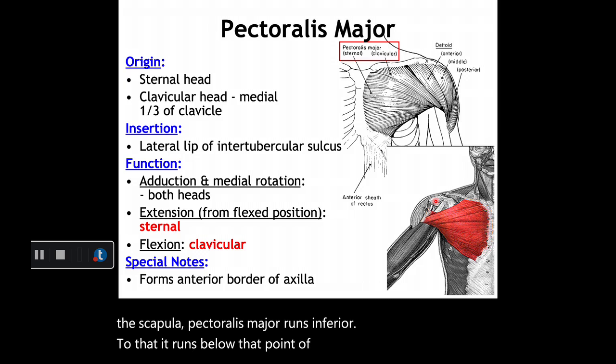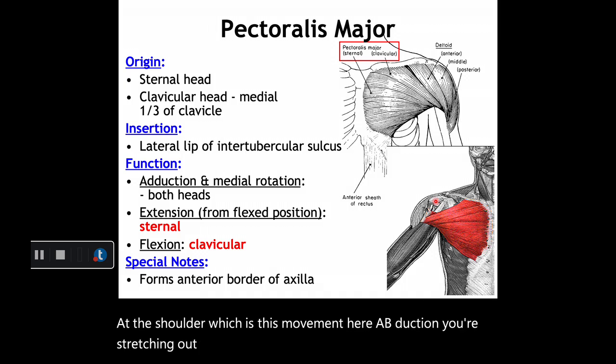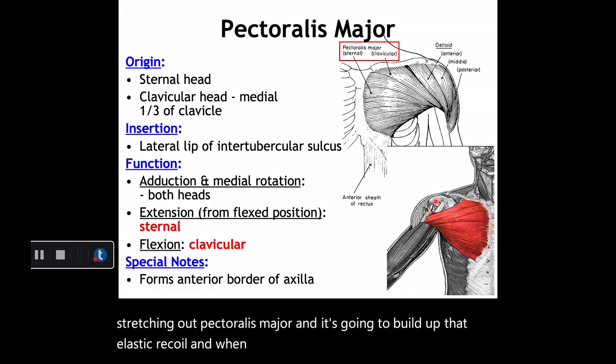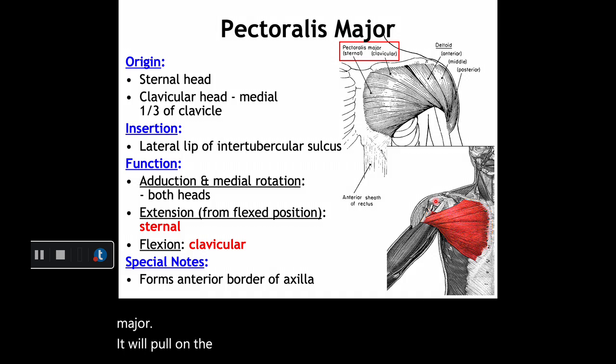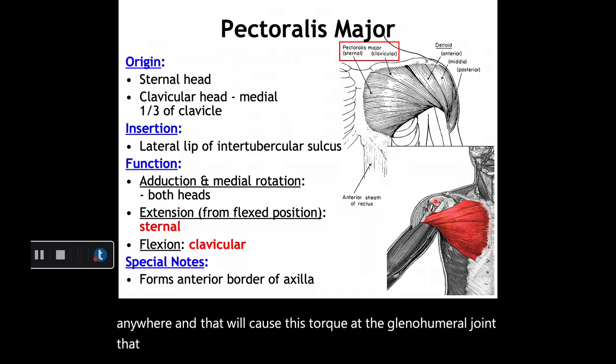Okay, so when you abduct at the shoulder, which is this movement here, abduction, you're stretching out pectoralis major, and it's going to build up that elastic recoil. And when you concentrically contract pectoralis major, it will pull on the sternum as well as the humerus. Sternum's not going anywhere. And that will cause this torque at the glenohumeral joint that will pull your arm closer to your body, which is called adduction. And both of them work together to produce adduction at the glenohumeral joint.